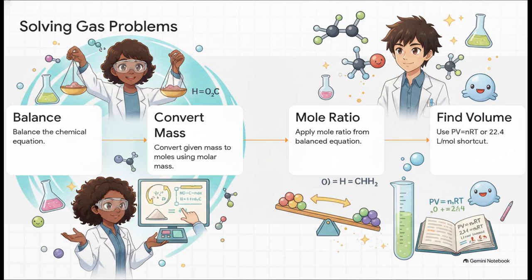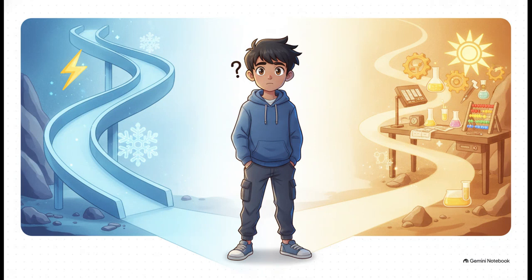Now, if word problems usually scare you, just take a breath and rely on this concrete roadmap. We can take any intimidating gas stoichiometry problem and break it down into 4 totally manageable procedural actions. Step 1, balance your chemical equation. Literally always start there. Step 2, convert your given mass into moles using molar mass. Step 3, apply the mole ratio from that balanced equation to figure out the moles of your target gas. And finally, step 4, convert those moles into volume.